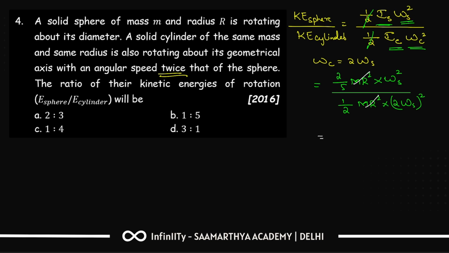ठीक है. Now remaining will be 2 by 5 omega s square, then 1 by 2 into 2 square will be 4 into omega s square. These two will get cancelled. 2 1 times, 2 2 times. तो बचा क्या? 2 by 5 into 1 by 2. So this will be equal to 1 is to 5.